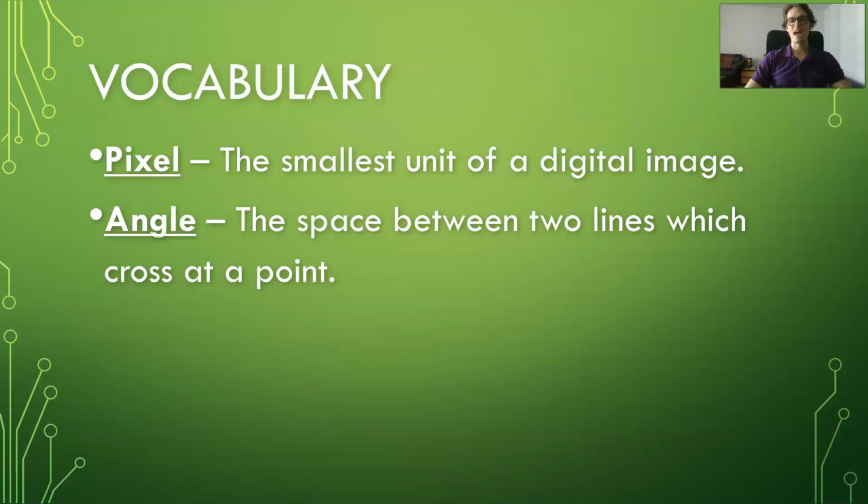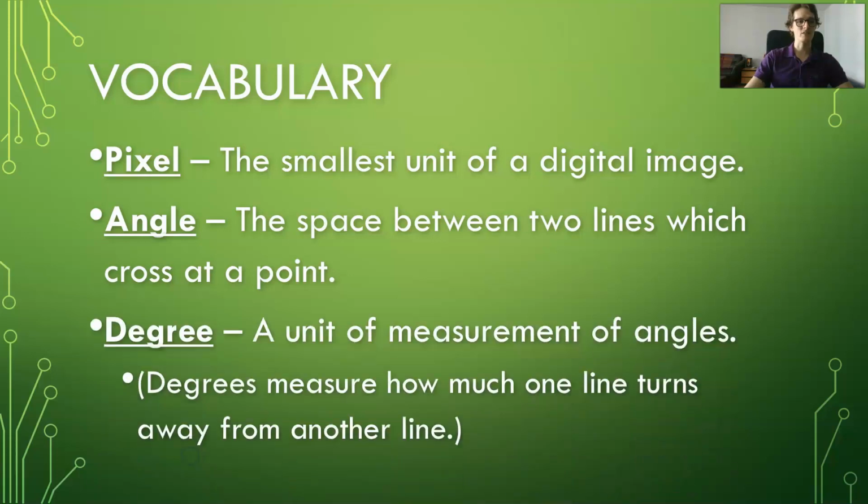Next word is angle. Angles are the space between two lines which cross at a point. I'll also show you guys an example of that. And our final word of the day is degree. A degree is a unit of measurement of angles. Degrees measure how much one line turns away from another line. Okay, that might also be a little confusing, and I'll show you an example of that in the next slides.